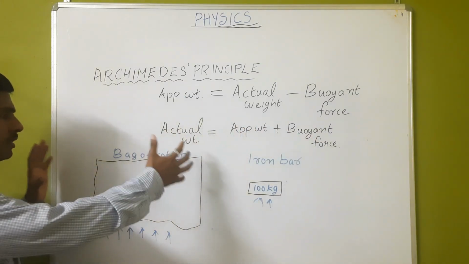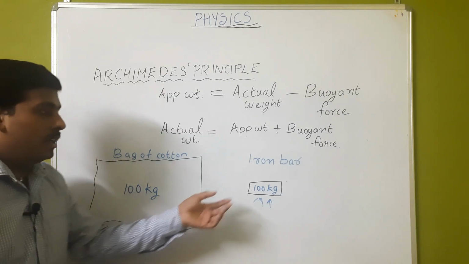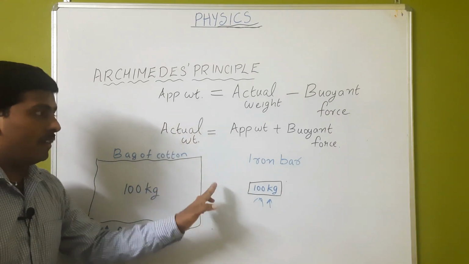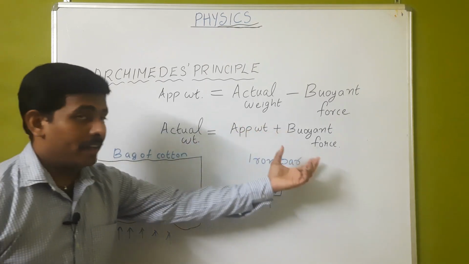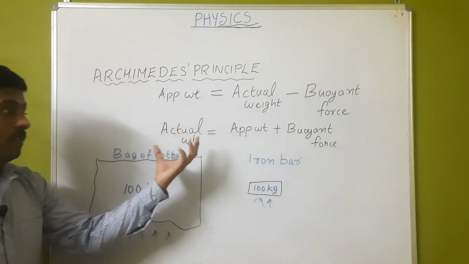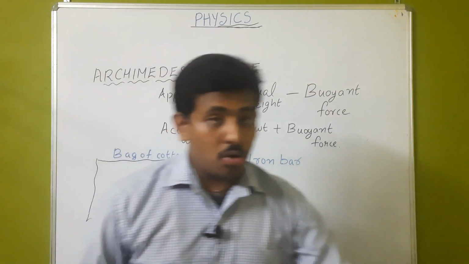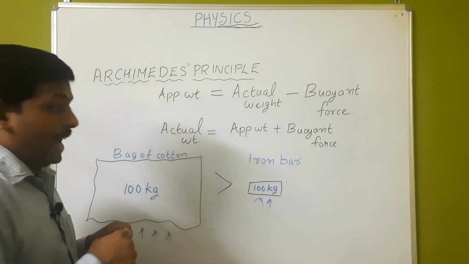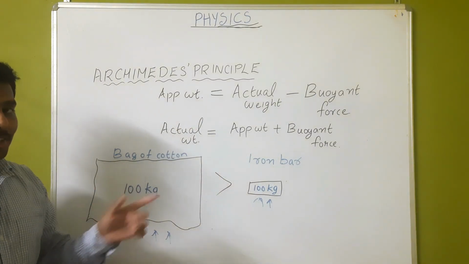So in the case of the bag of cotton, there will be more buoyant force than in the case of the iron bar. Both of them have the same apparent weight. Therefore, the cotton bag which has more buoyant force will have more actual weight. Therefore, the bag of cotton is heavier than the iron bar. I think you have understood this concept.